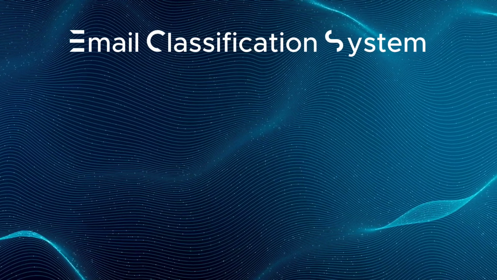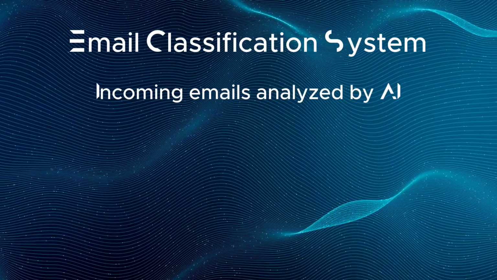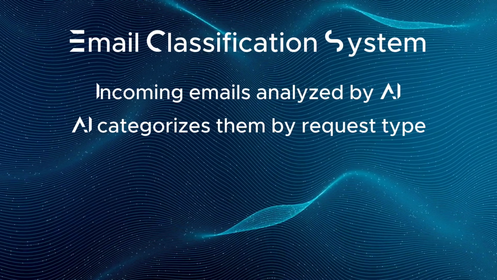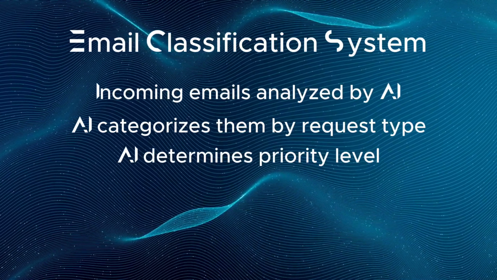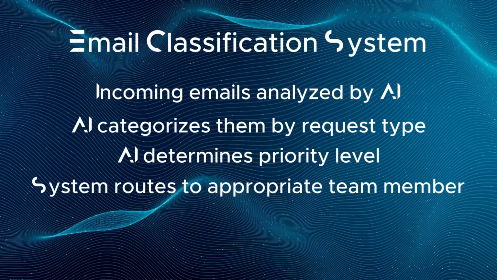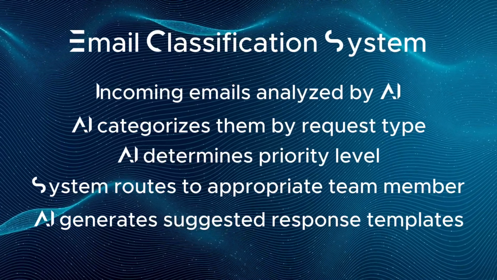You could have an email classification system where incoming emails get analyzed by AI for intent and urgency, which then categorizes them based on sales inquiry, support requests, partnership, or anything else. The AI can then determine the priority level based on the language patterns in the email. Then your system can route it to the appropriate team member, and the AI can also generate suggested response templates.